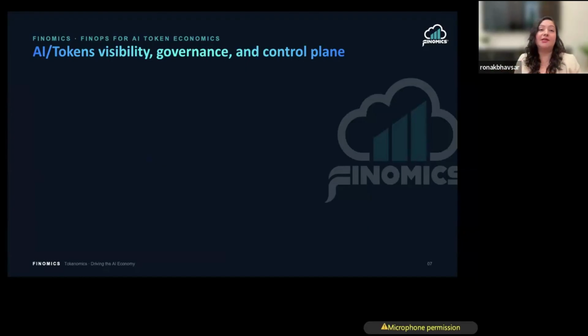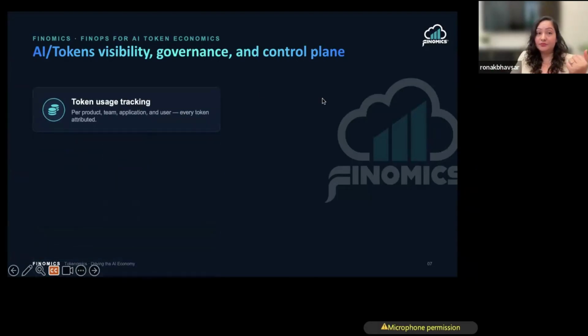While you are asking the questions, I'll just quickly cover the governance, visibility, and control plane that we have developed. What it provides, right? The token economic solution that Finomics has built addresses every single problem and the solution criteria that we covered, right? It provides you visibility into how you're spending your tokens, on which models, what are the highest costing models, right? So you have that token usage tracking per product, per team, per application, right? Who's consuming how many tokens, right?